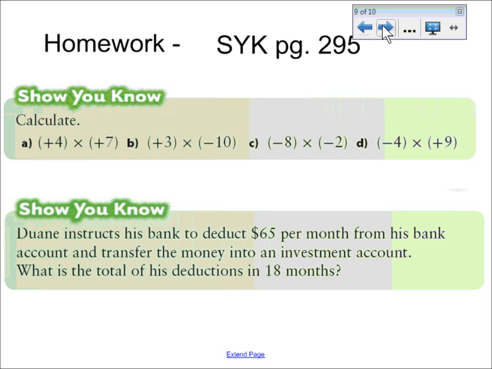The homework, Show You Know, page 295. This is the Show You Know. Both of them. Show me you know them, and I will give you the homework.